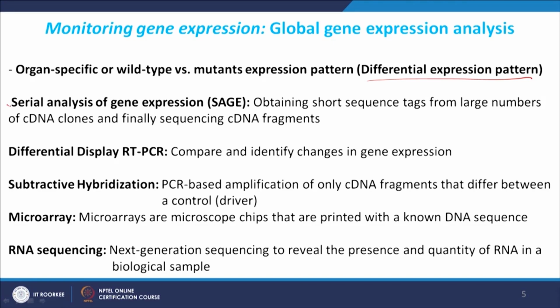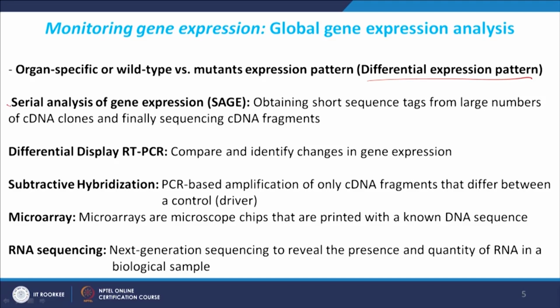So, these were the ways to study it. First was the serial analysis of gene expression, SAGE. Here people started by obtaining some short sequence tags from a large number of cDNA clones, and then they were sequencing it and identifying the differential gene expression pattern.